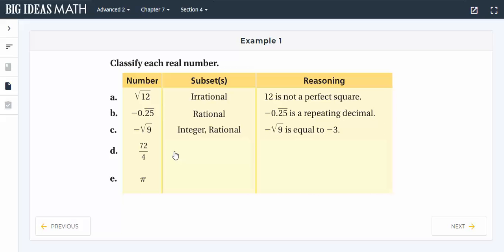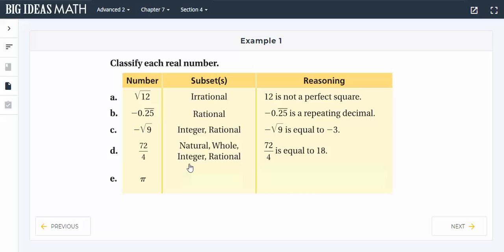D down here, 72 divided by 4. It is rational because it is equal to 18. 72 divided by 4 is equal to 18, which means that it can be written as a ratio of two numbers, 18 divided by 1. Remember what I just said about that example right beforehand. Any whole number, any integer, can be written as a ratio of two numbers. It'd be 18 divided by 1.